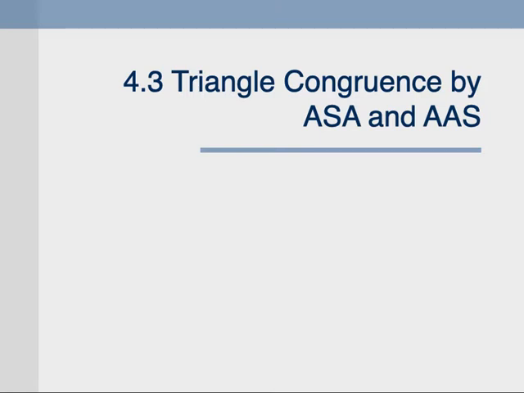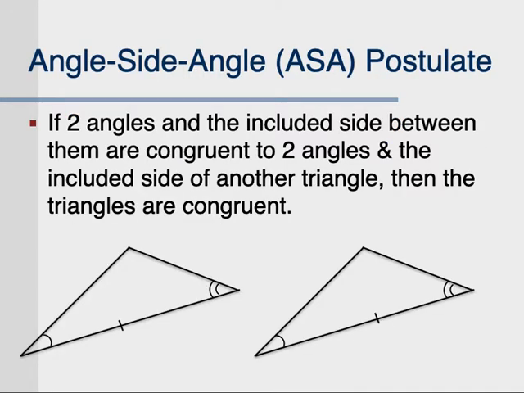Last lesson, you learned how to use the SSS and SAS postulates to write flow proofs showing that two triangles are congruent. Today, you are going to learn two more postulates that prove triangles congruent, ASA and AAS. Now go to your postulate paper, find the angle side angle postulate, and add these two diagrams.